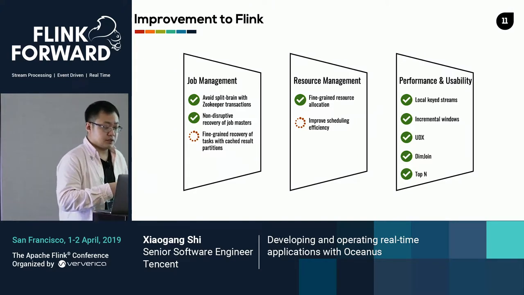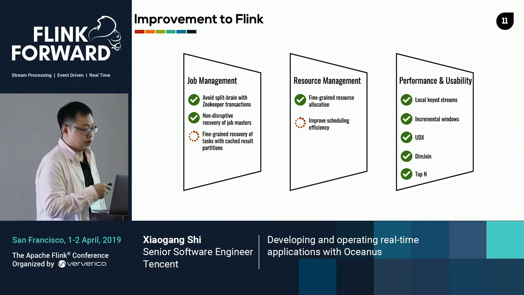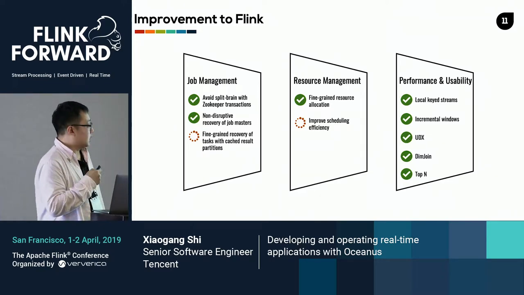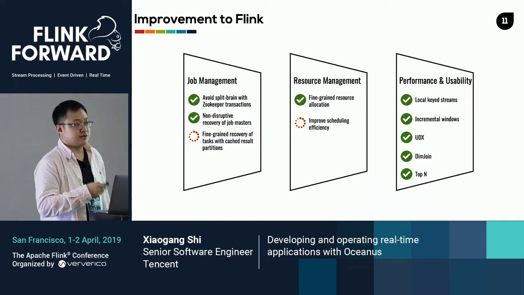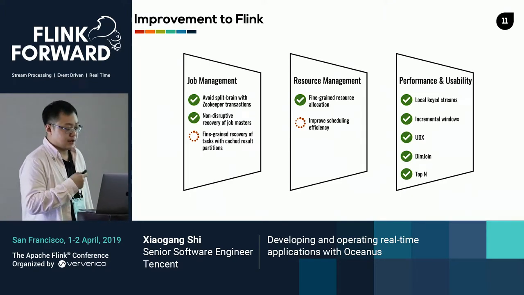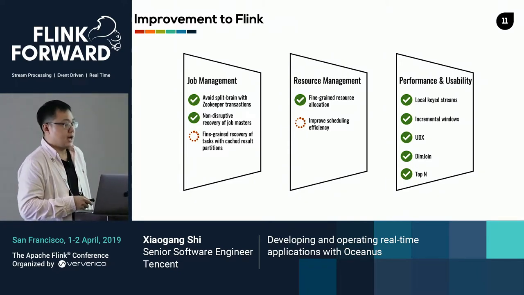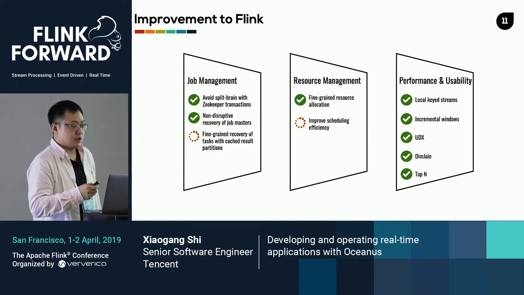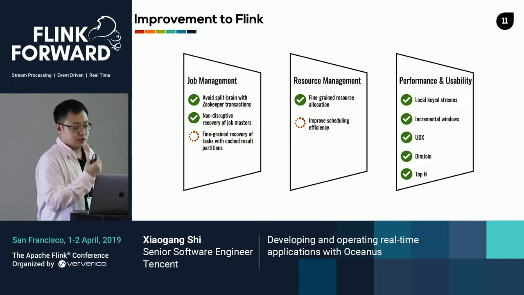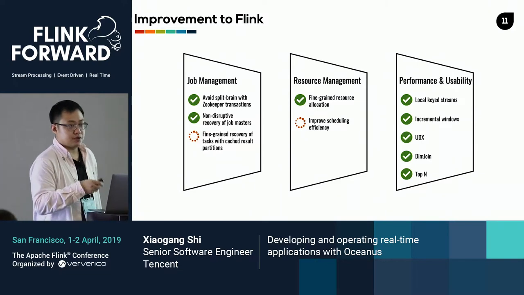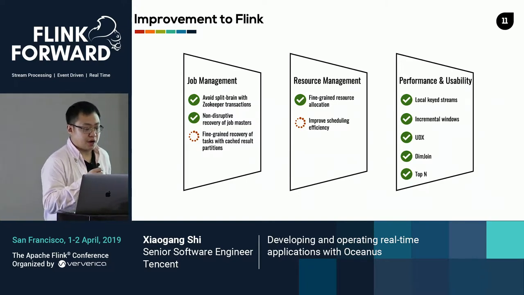To ease the reasoning about leadership in Flink, we rewrote the high availability services to avoid split brain in our production environment. We also developed non-disruptive recovery of job masters to reduce the overheads of recovery. We're also working on fine-grained recovery of tasks with cached result partitions. That is, we can cache the results of the tasks, and when some tasks fail, we do not need to restart the job from the sources. We can simply restart the job from the cached results. That means we can reduce the number of tasks to be restarted when a job fails. That could improve the efficiency of recovery.